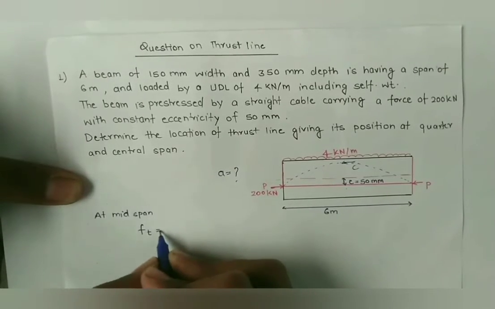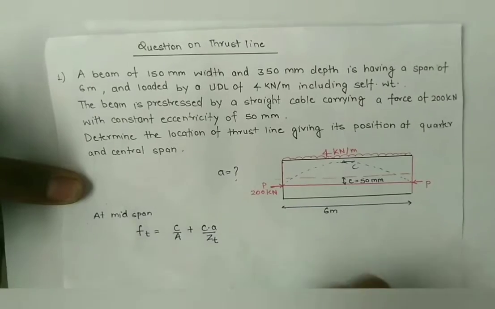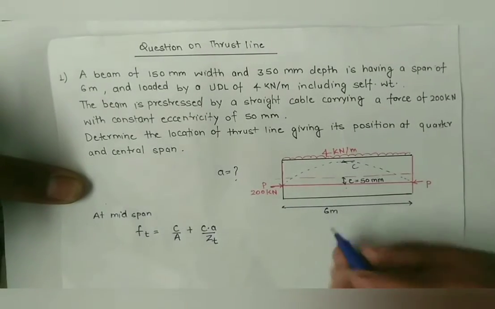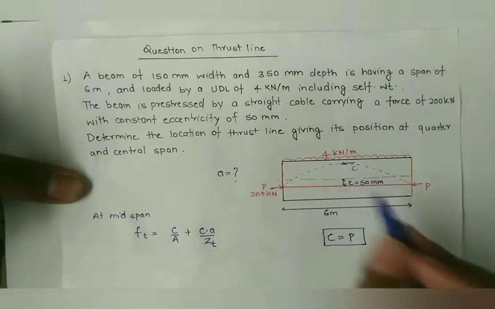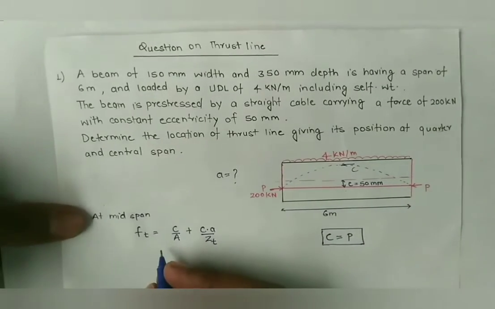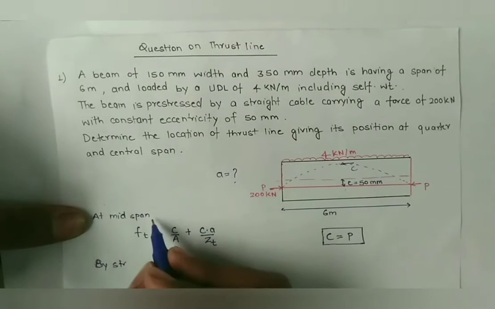F top will be equal to C by A plus C into a upon Z top. And we also know that C is equal to P because there are no horizontal forces to maintain the equilibrium. C must be equal to P. This is by the pressure line concept.